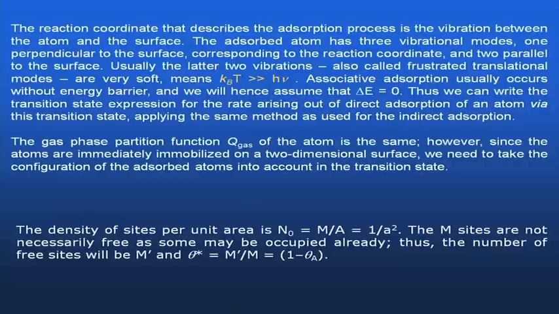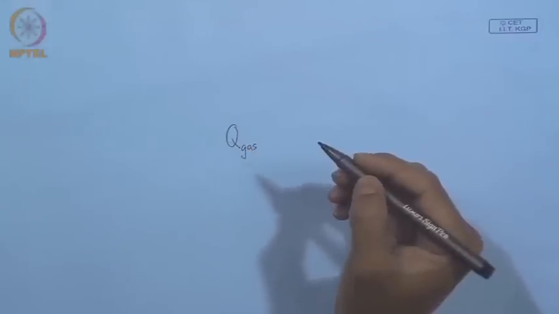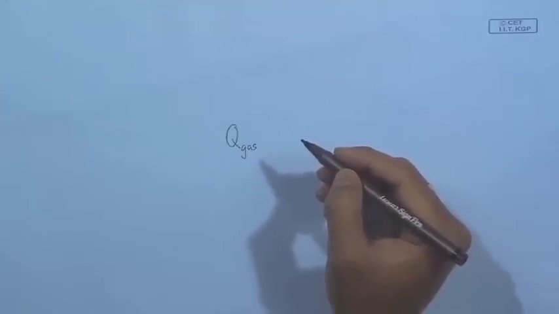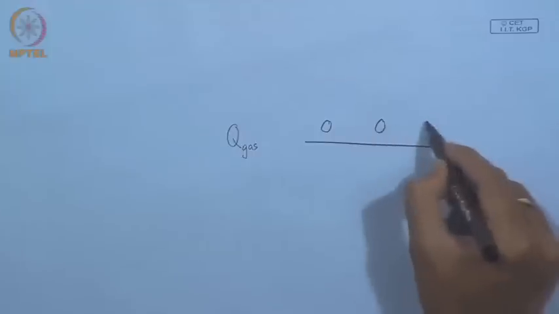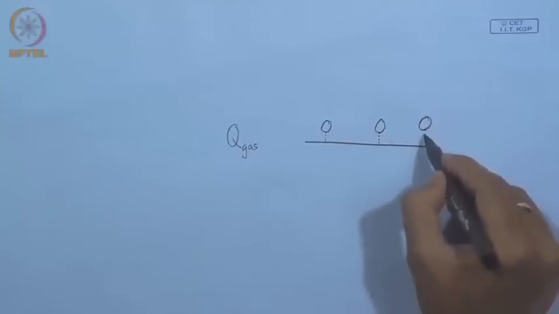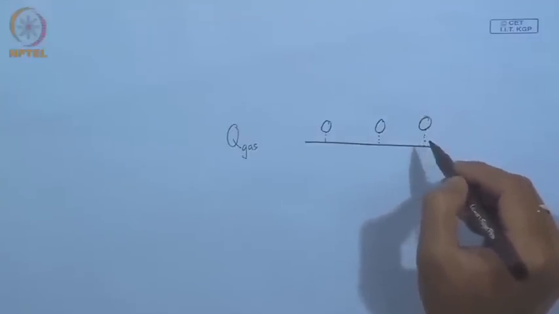Now, the gas phase partition function which we would need to use in this case, designated by Q gas, of the atom is the same. However, since the atoms are immediately immobilized, you have got the surface over here and your atoms are here. So, immediately after adsorption they will find their own site, that is, the sites which are fixed for them. So, a permanent site like that.